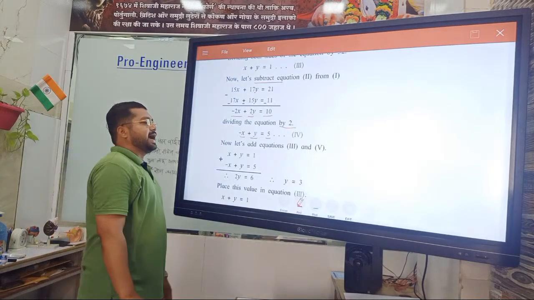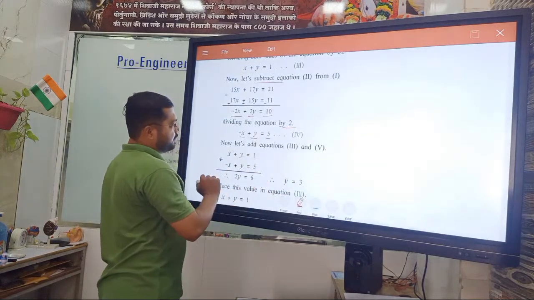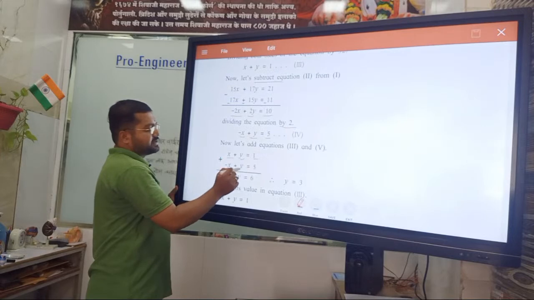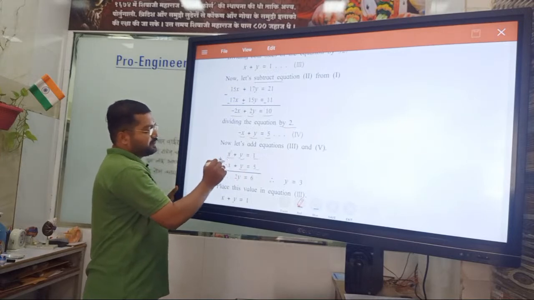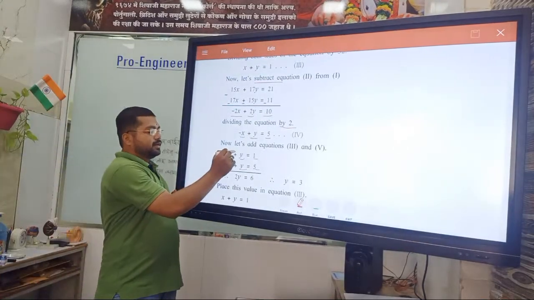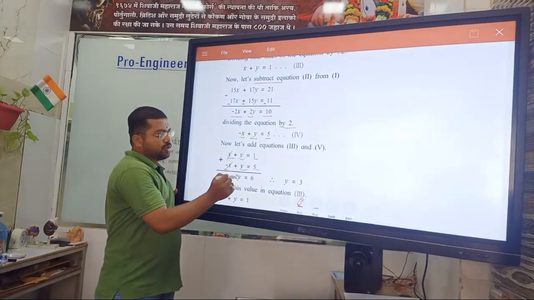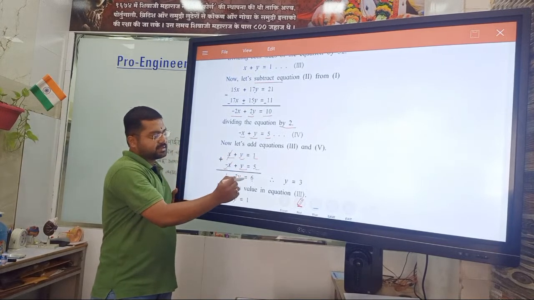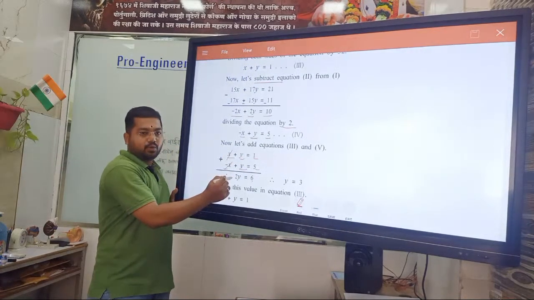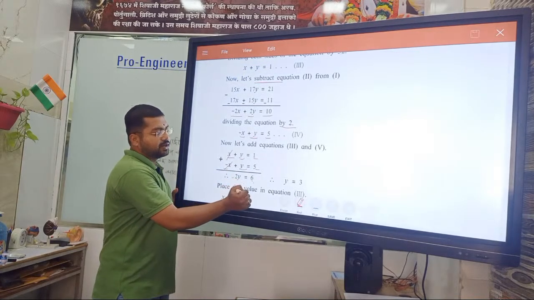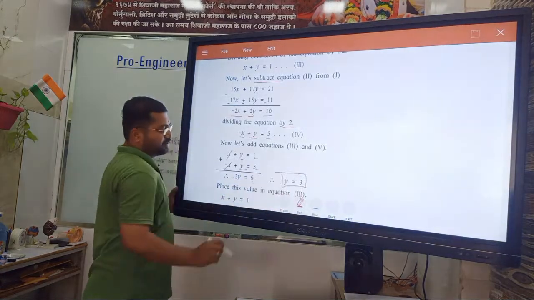Now let's add equations 3 and 4. So x plus y equals 1, minus x plus y equals 5. So plus x and minus x will directly get cancelled. y plus y is 2y, and 1 plus 5 is 6. So this 2 is multiplied over here, it will go on this side and divide the 6. So 6 by 2, so the answer is y is equal to 3.